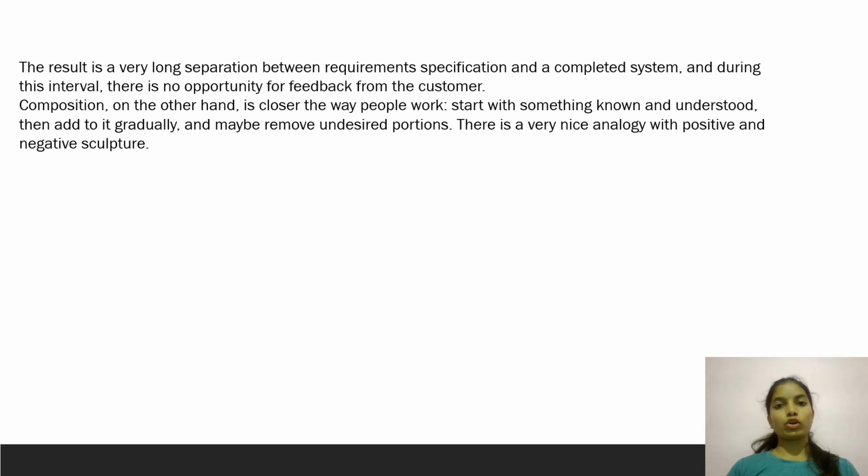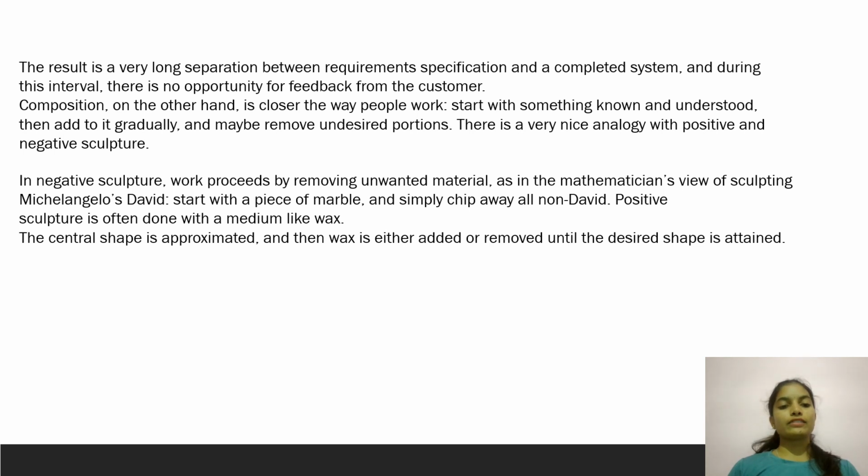There is a very nice analogy with positive and negative sculpture. In negative sculpture, work proceeds by removing unwanted material, and it is the mathematician's view of sculpting. Michelangelo's David starts with a piece of marble and simply chips away all the non-David. Positive sculpture is often done with a medium like wax. The central shape is approximated, and then wax is either added or removed until the desired shape is attained.